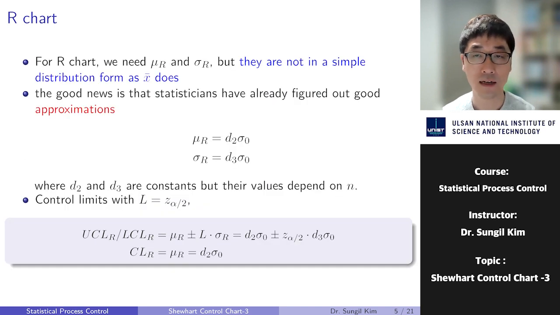For R chart, similarly, we need mu R and sigma R, but unfortunately, they are not in a simple distribution form as X bar chart does. The good news is that statisticians have already figured out good approximations. So mu R and sigma R can be approximated by D2 sigma 0 and D3 sigma 0 respectively. D2 and D3 are constants whose values depend on n.